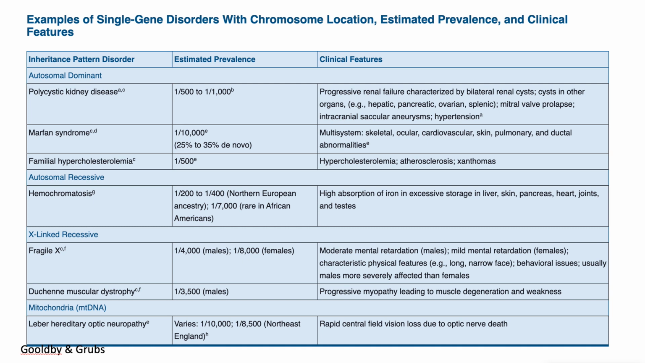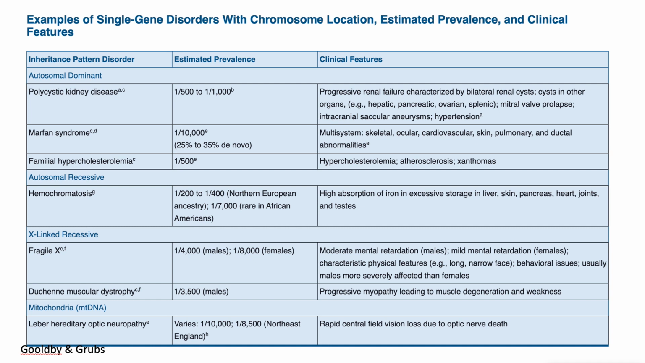So polycystic kidney disease, the estimated prevalence is 1 in 500 to 1 in 1,000. The clinical features are, well, you know, polycystic kidney disease. It's right there. All of these things can happen as a result of that. Marfan syndrome, the connective tissue disorder, 1 in 10,000. But 25 to 35% of the Marfan syndrome mutations may be de novo, which is high compared to others.